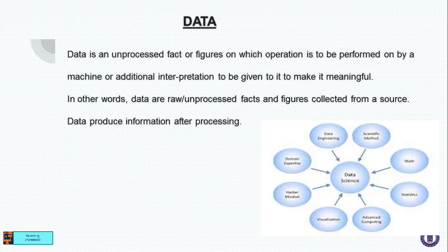Data produce information after processing. So that is to say, there is no information without data. Is that clear? For you to get information, you must first of all get data, and the data has to be processed into information. Is that clear?